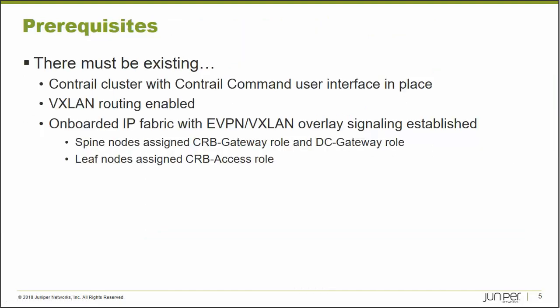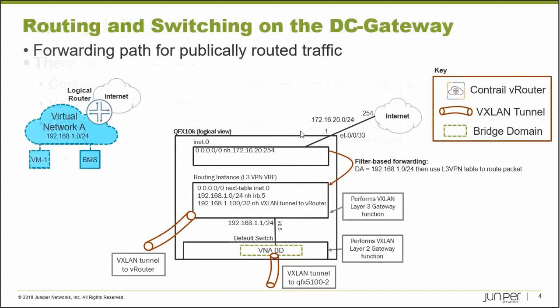In order to do this, we need a Contrail cluster with the Contrail Command user interface in place. We need VXLAN routing enabled. We need an onboarded IP fabric with an EVPN VXLAN overlay established. We need the spine nodes assigned both the CRB gateway role and the DC gateway role. The CRB gateway role alone allows for routing right here under the routing instance. By making it DC gateway role, it's going to allow for this forwarding to next table, this filter-based forwarding. So it gives it the opportunity to do that, but you still have to configure it to do so.